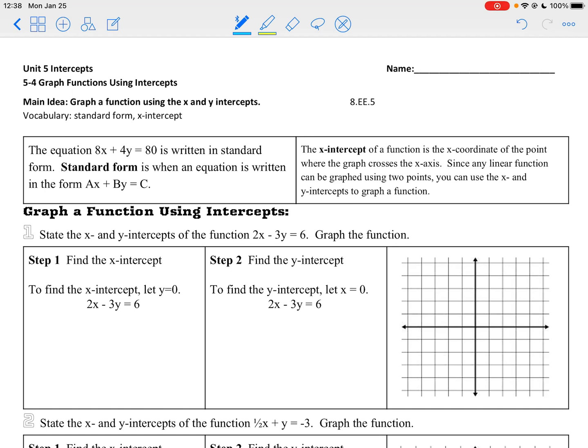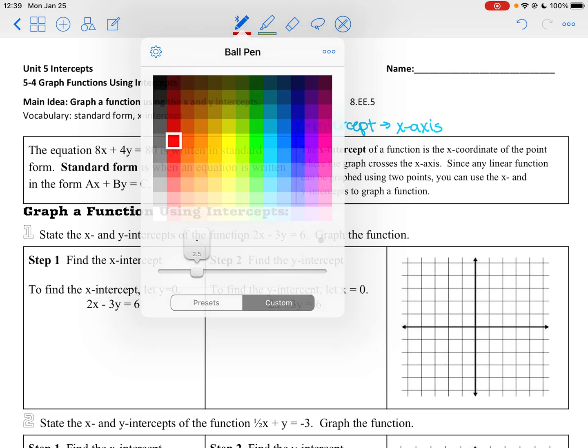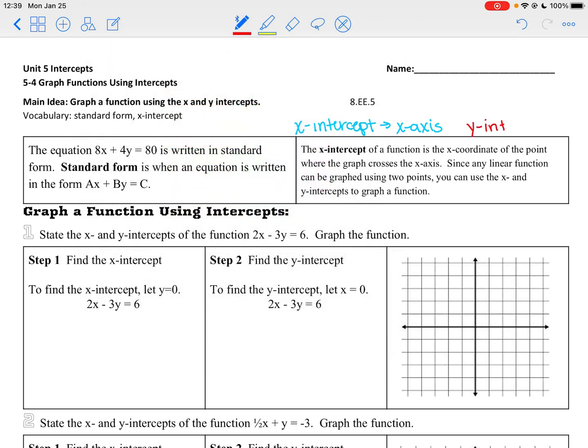So the y-intercept shows up in slope-intercept form, but the x-intercept is going to be the point where it crosses the x-axis. So since any linear function can be graphed with 2 points, the 2 points that we're going to find to graph these today are going to be the x-intercept and the y-intercept. So just as a reminder, the x-intercept is going to be a point on the x-axis, and the y-intercept is going to be a point on the y-axis. So we are solving and we're finding two different points, and from those points we're going to be able to graph these equations.